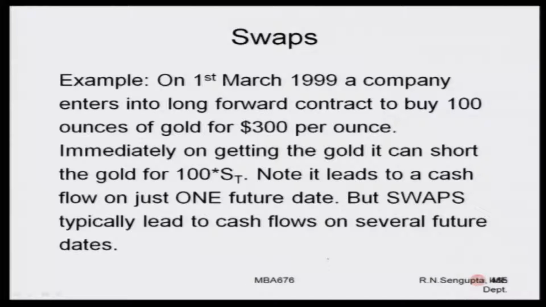Example: on 1st of March 1999, a company enters into a long forward contract. So, let us highlight this. It is a long forward contract to buy 100 ounces of gold at 300 per ounce. Once you multiply, you can find out the price of the total gold. Immediately on getting that gold, it can short that gold for 100 times S_T, where S_T is the spot price at time t equal to capital T. Note it leads to a cash flow on just one future date, but swaps typically lead to cash flows on several such future dates, but they would be intermittent, and the interest rate and the amount transacted would also be decided by these two parties.